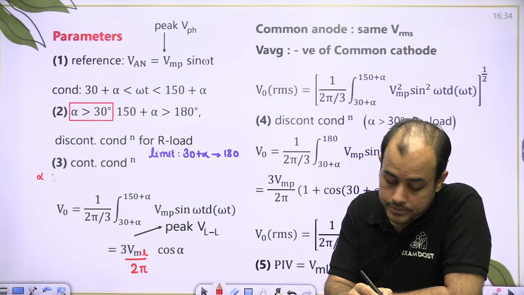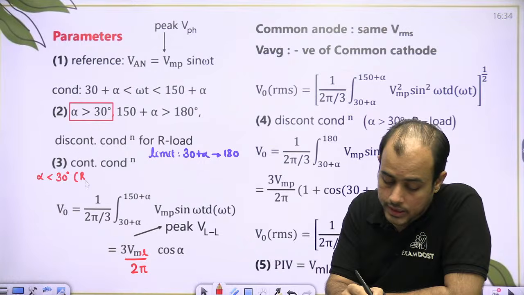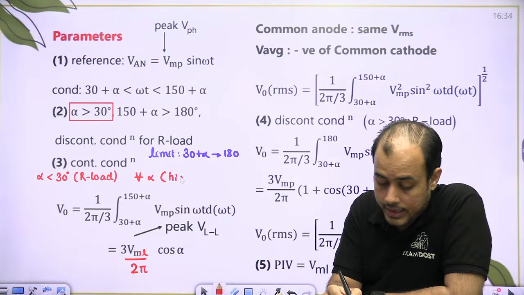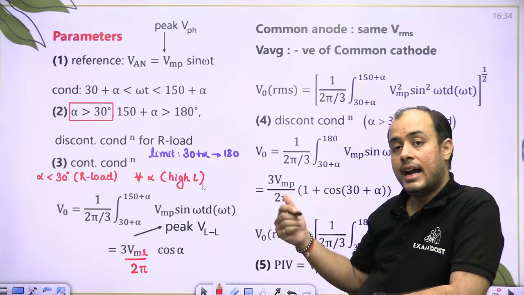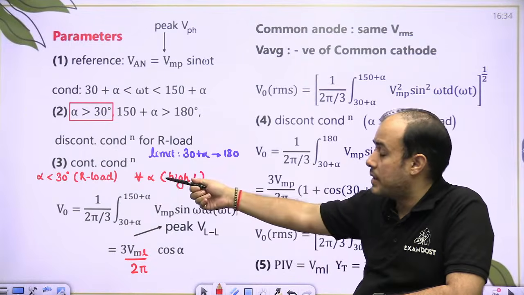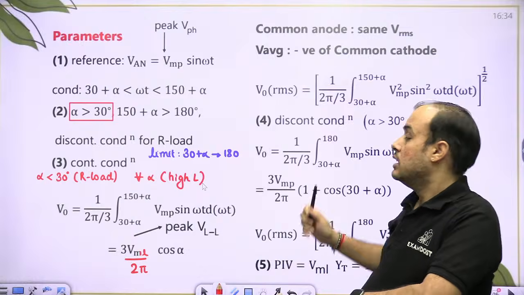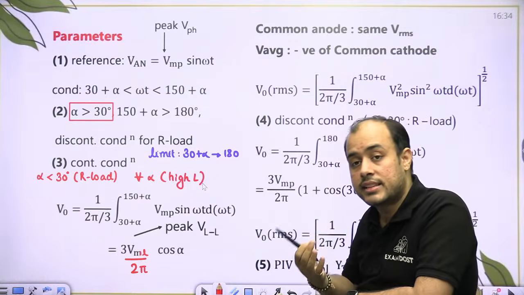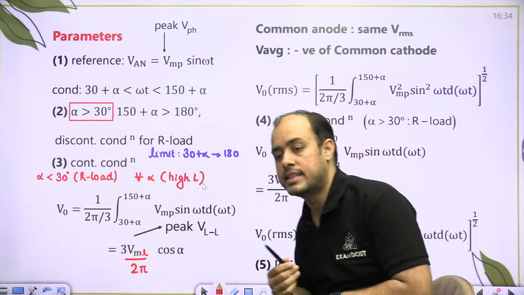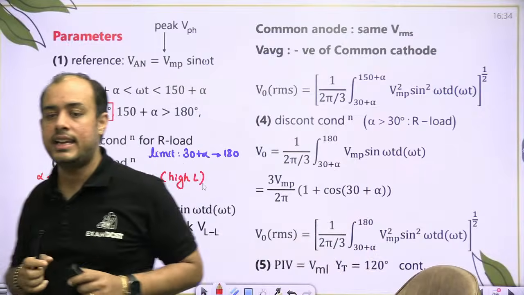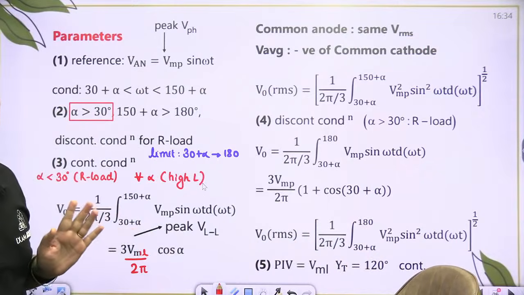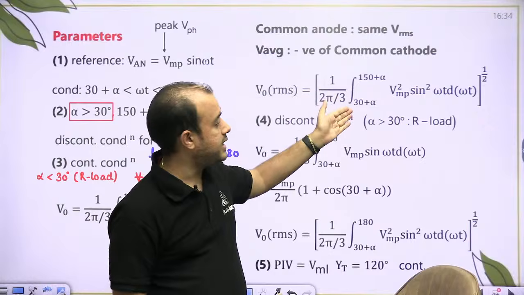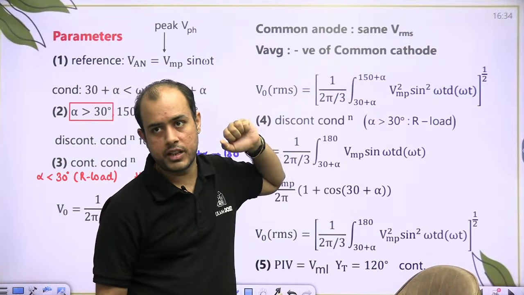So continuous for alpha less than 30 for R load, for all alpha in highly inductive load. Highly inductive में कोई भी अल्फा ले लो, R load में अल्फा less than 30 it will be continuous. For RMS also same limit. Period is 2 pi by 3. Why? It is a 3 pulse converter. So 3 pulses in a interval of 2 pi माने 1 pulse is 2 pi by 3. So the integration will be from 30 plus alpha to 150 plus alpha.